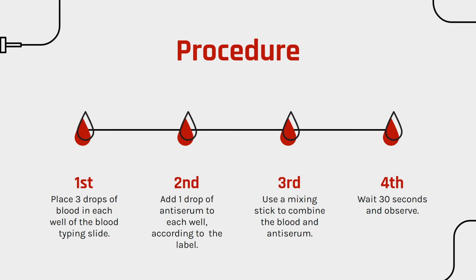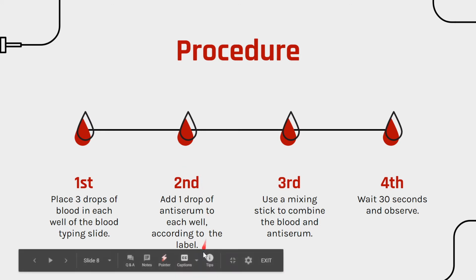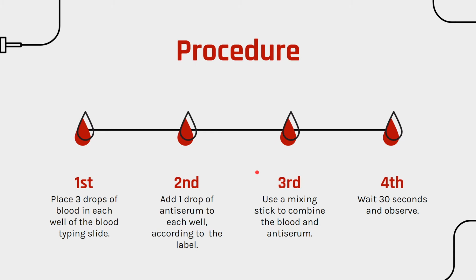Hopefully you came up with something like this. We are going to place 3 drops of blood in each well of the blood typing slide. Then add 1 drop of antiserum to each well according to the label. We want to be able to know what our results mean. Use a mixing stick to combine the blood and the antiserum, again using the right color. And then finally we're going to wait at least 30 seconds and then observe what happens. We're going to look and see if it clumped or it didn't.